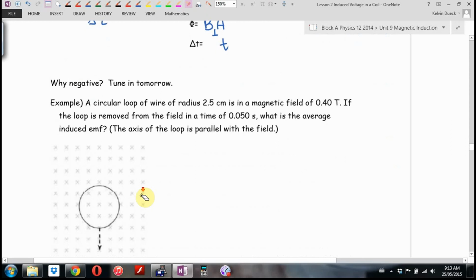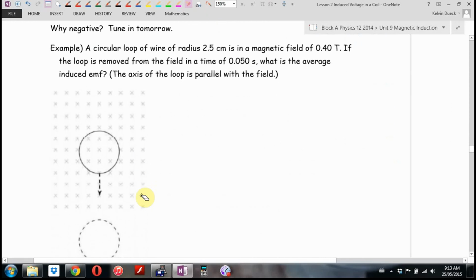Okay, let's do an example. A circular loop of wire of radius 2.5 centimeters is in a magnetic field of 0.4 teslas. If the loop is removed, you know what, that's probably important, from the field in a time of 0.05 seconds, what's the average induced EMF? Okay. Now, if we have a straight wire, don't write this down, we would use this. If we have a coil, we're going to use Faraday's law. The induced EMF is equal to negative N, change in flux over change in time.